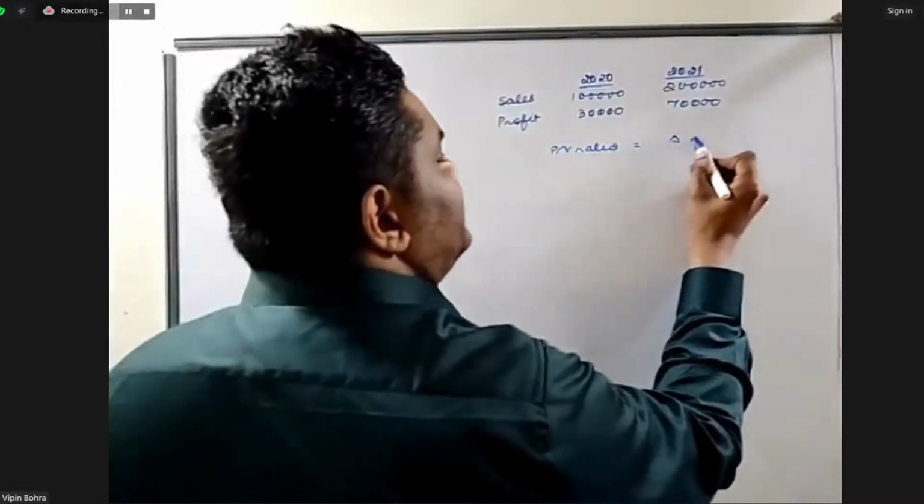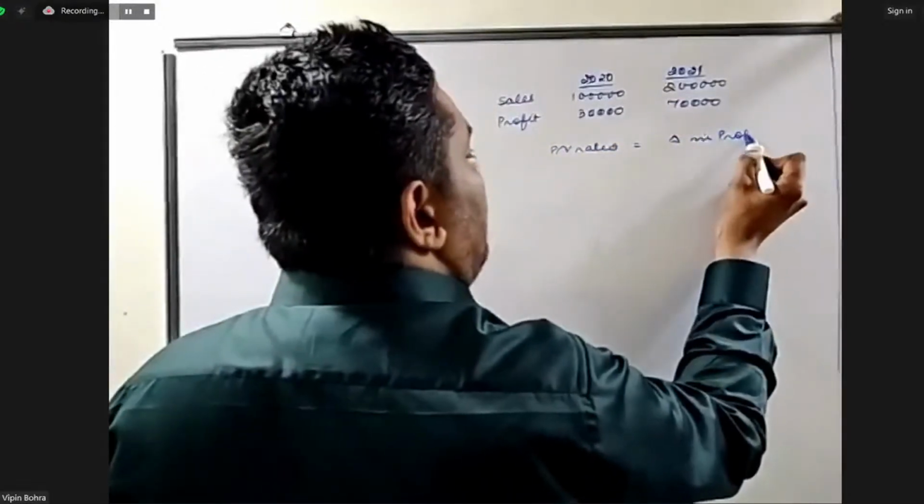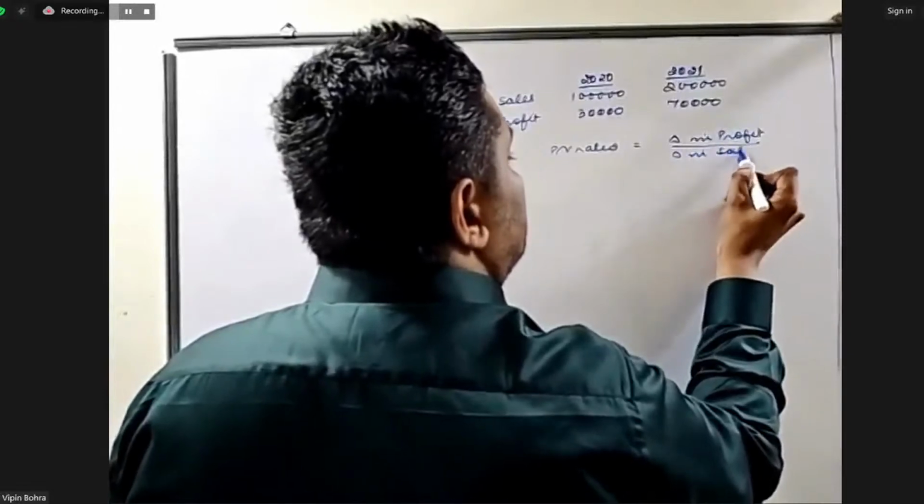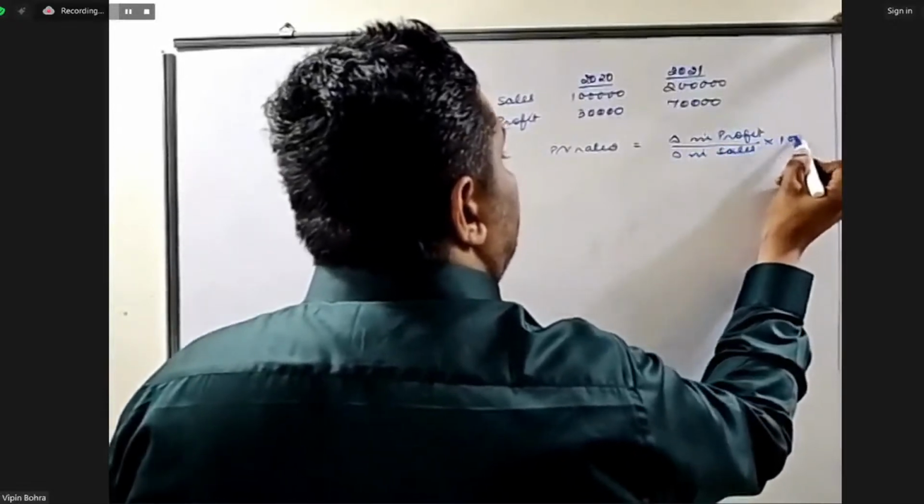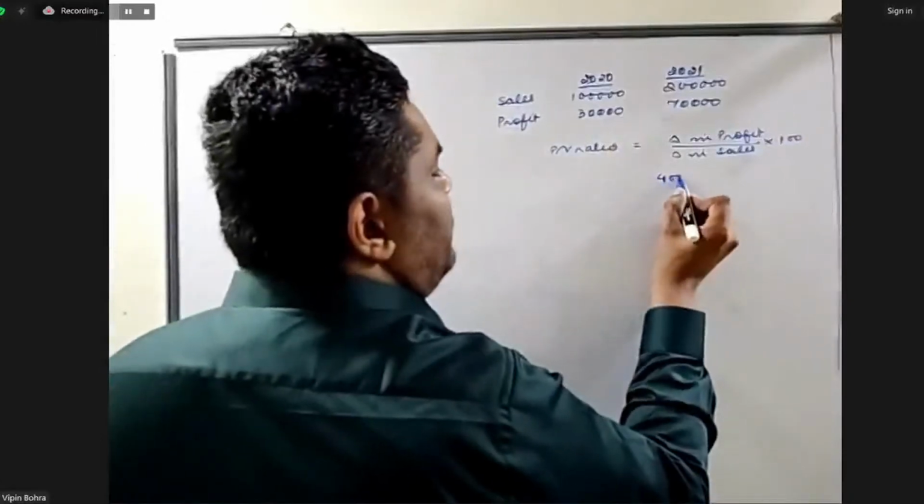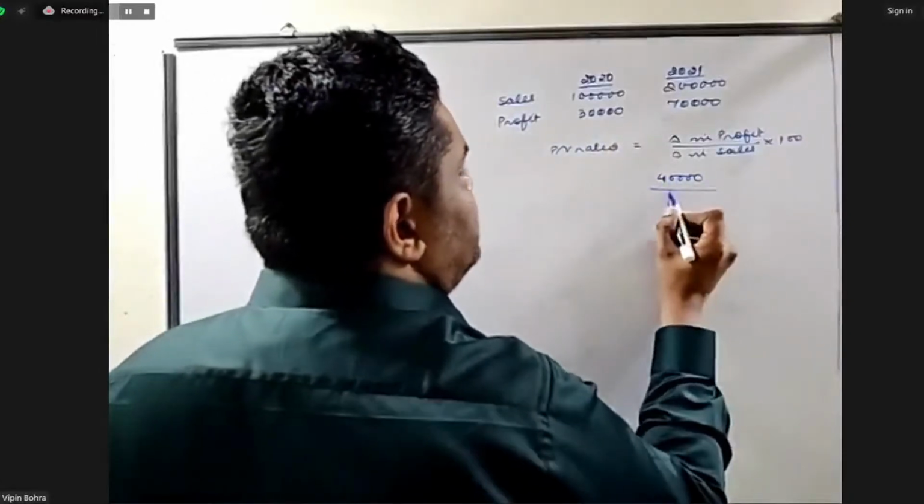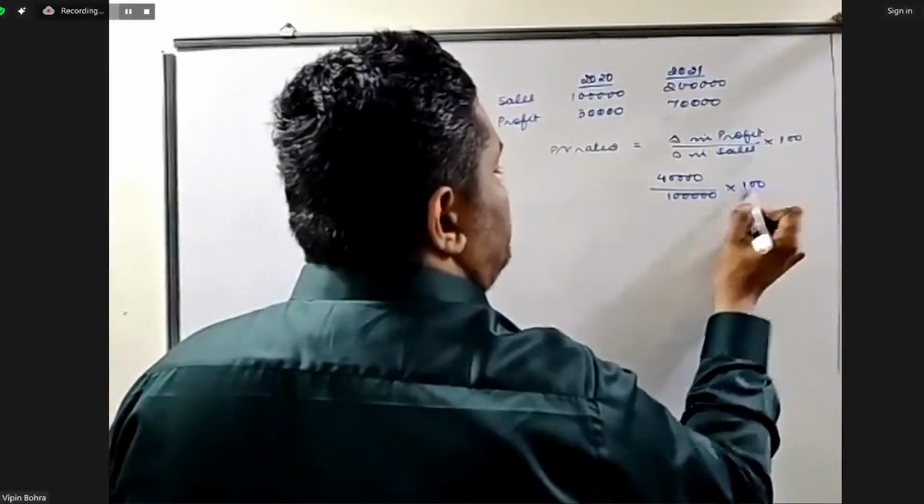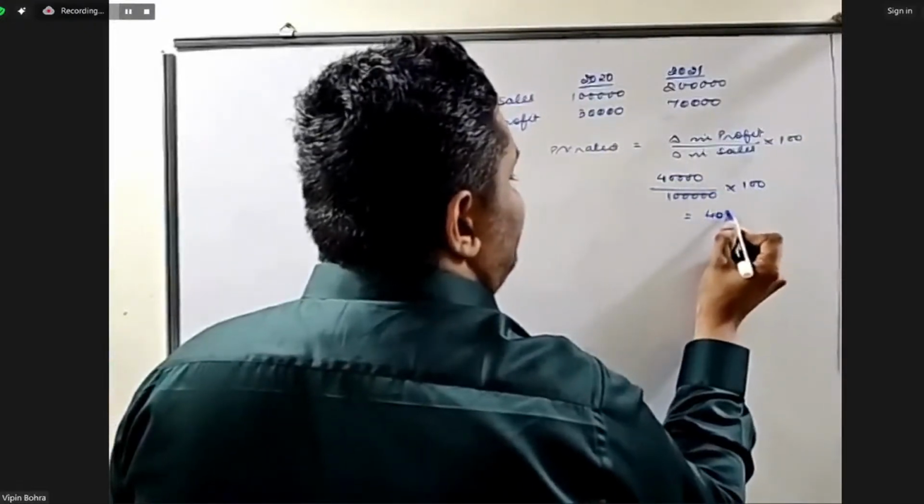So very simple, guys. Change in profit divided by change in sales into 100. So we can say there is a change of 40,000 in profit. The change in sales is 1 lakh in 200. So my PV ratio will be 40%.